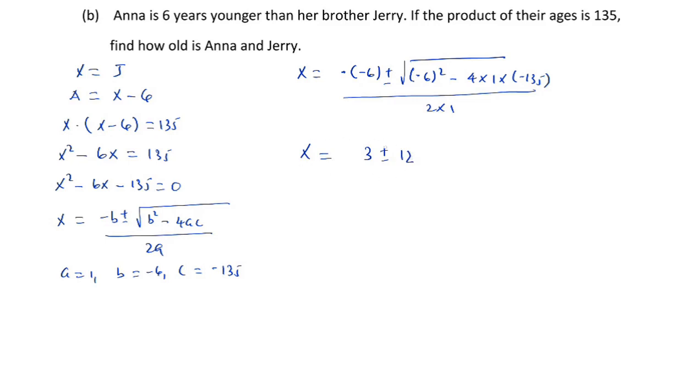Okay, so from this one, we see that x is going to be 3 plus 12, which equals 15, or x is going to be 3 minus 15, which equals negative 12. Okay, so we are just going to take the positive value, which is x equals 15, because age cannot be negative. So therefore Jerry's age is going to be 15 years, and Anna's age is going to be 15 minus 6, which equals 9 years.